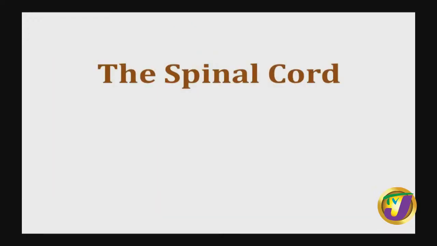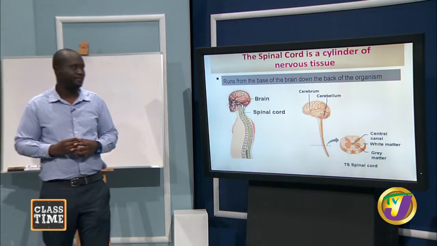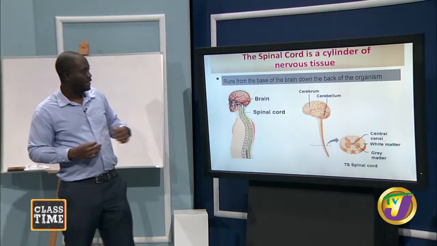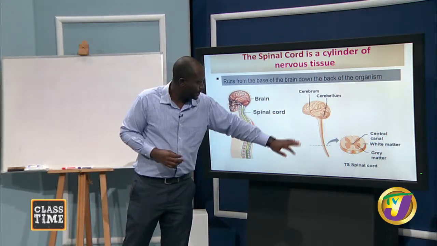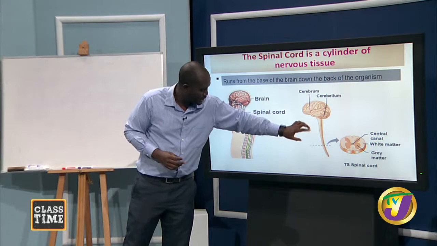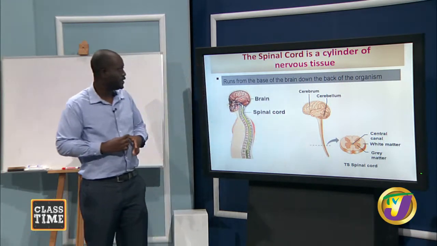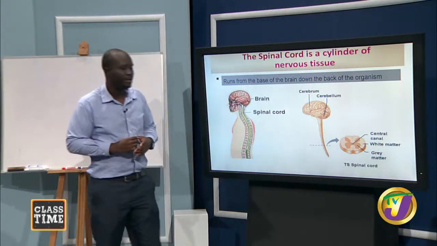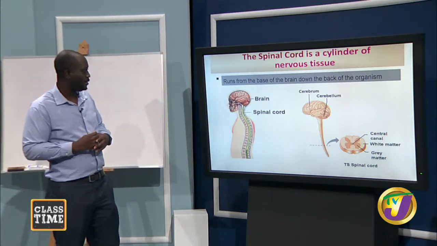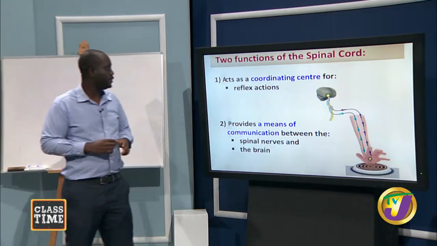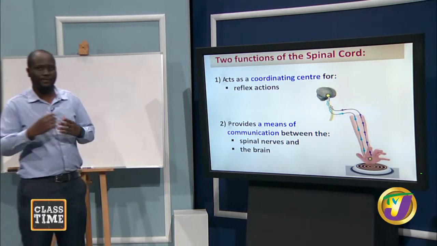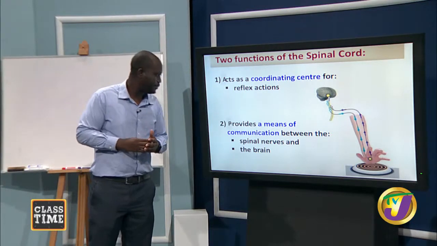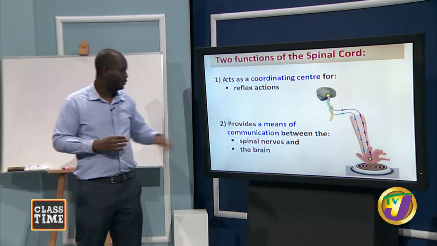Now we're going to the spinal cord. The spinal cord runs down the back of the body of the organism. And as you can see, the spinal cord gets progressively smaller as it goes down. And as I said to you before, the gray matter is in the center and the white matter is on the outside. The spinal cord functions in reflex action, which we're going to look at later on. It also provides a means of communication between the spinal nerves and the brain.